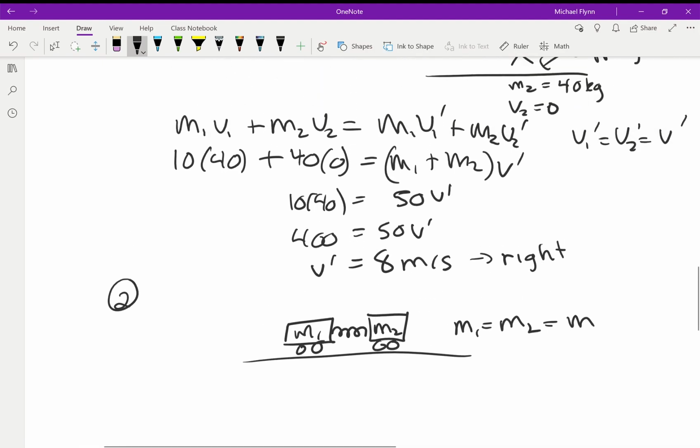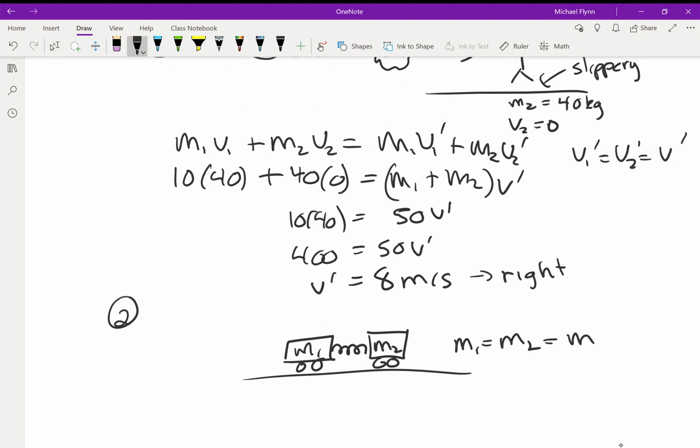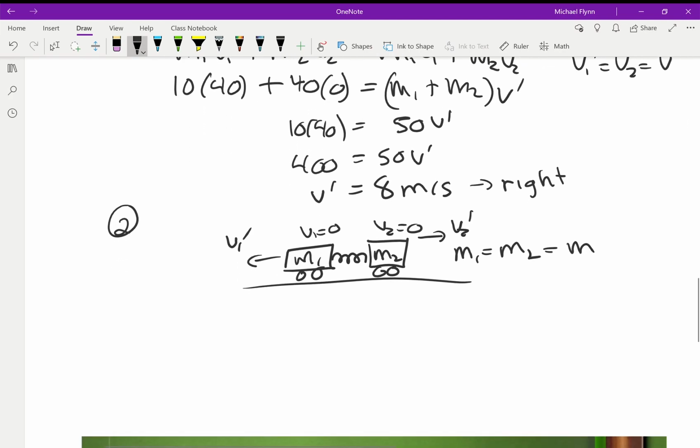Now what we're going to do is take these two masses and squeeze them together with a spring in between. And then I'm going to let go. Initially v1 is 0 and v2 is also 0. But then when you release it, v2 prime, that mass m2, is going to move off to the right, and v1 prime is going to be in that direction. So once they're released, the spring will impart momentum to them.